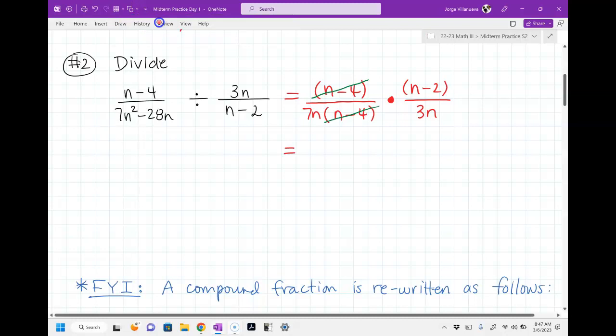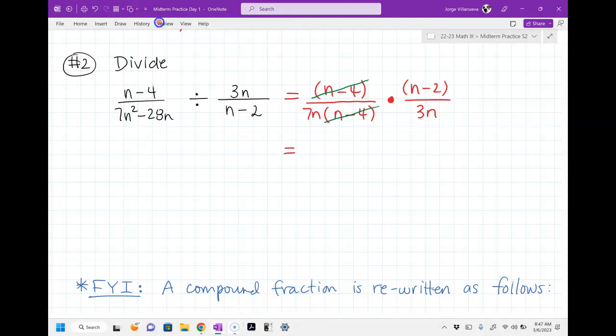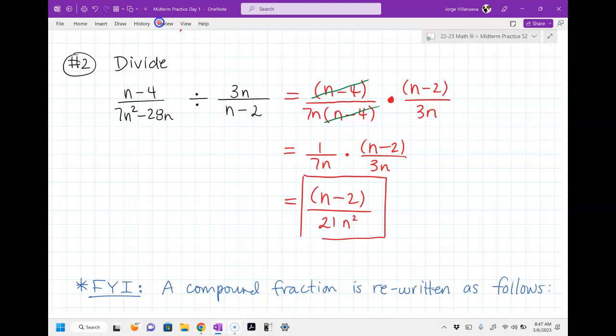So it equals. Now, before I just multiply this out, if you don't mind, I'm just going to write it like this, just so you can see the result of the cancellation, okay? That's what happens once we cancel. So now to multiply, you just multiply straight across. So 1 times n minus 2 is just n minus 2. On the bottom, 7n times 3n is 21n squared. And that's it. That's your answer.